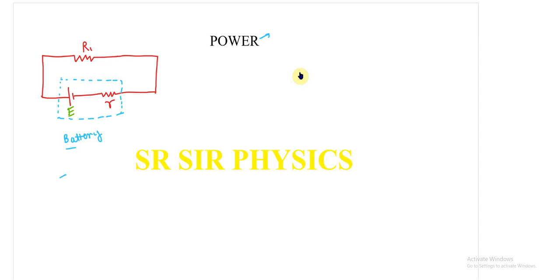So if we see here, let us say this is the circuit. In this circuit, this is the resistance R1 and here is a battery. This battery has an EMF of E and internal resistance small r. This complete thing is one battery. It will generate some current in this circuit. This current can be written as I, and I can be written as E upon small r.